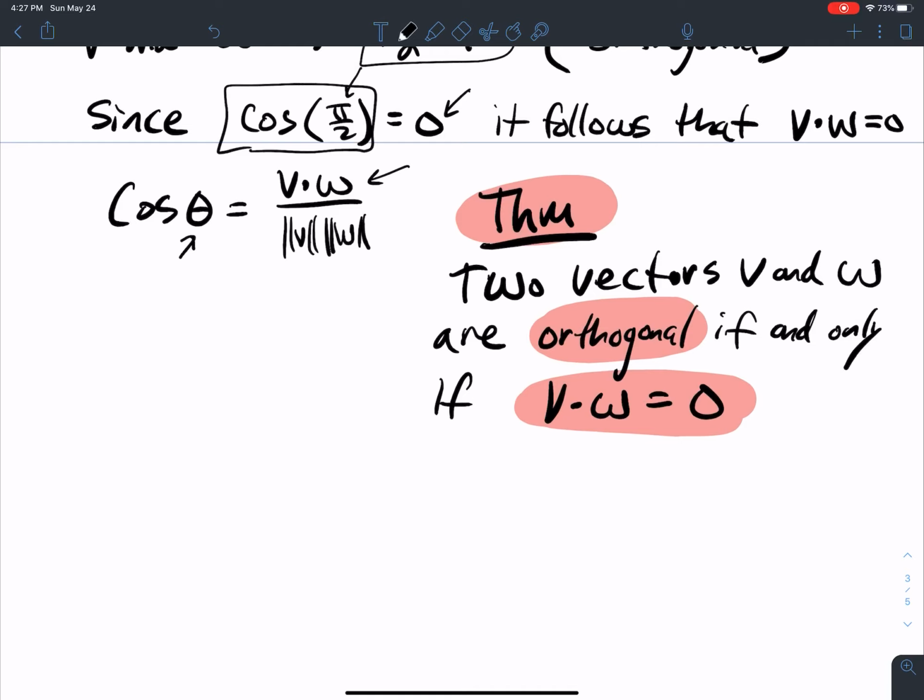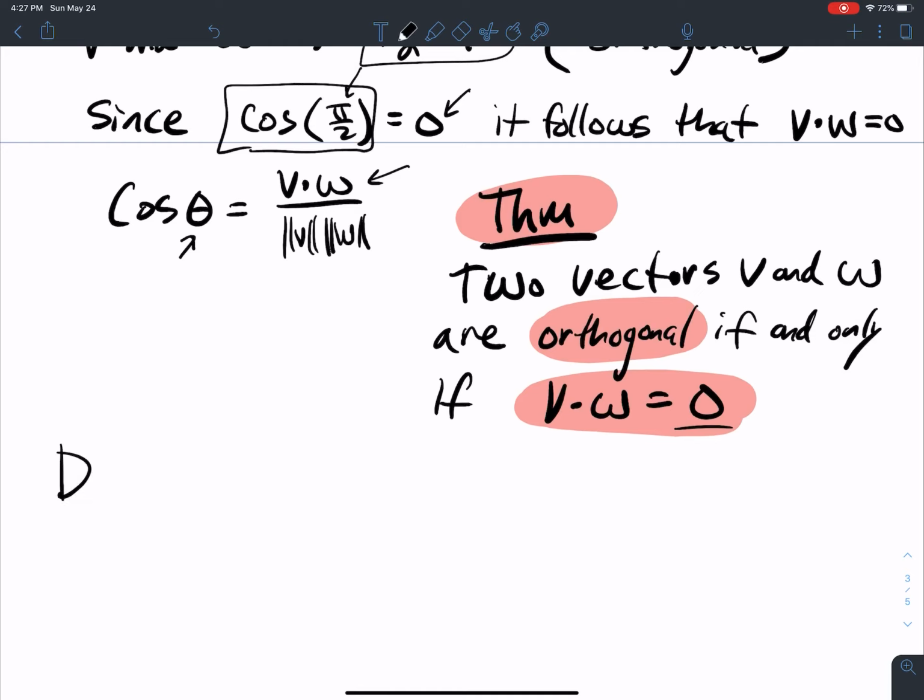All right, so the dot product measures how parallel versus how perpendicular your vectors are with respect to each other. So the closer your dot product is to 0, the more orthogonal you are, okay? And the closer you are to 1, the more parallel you are, okay?